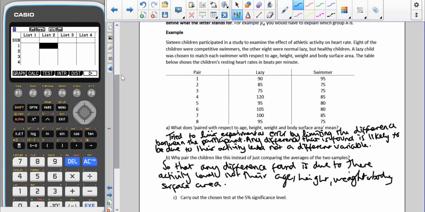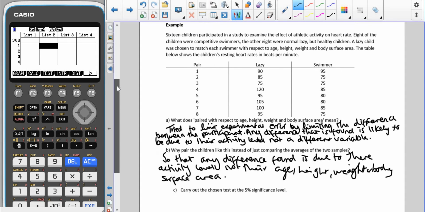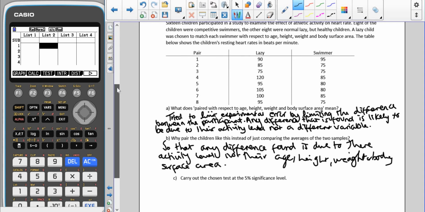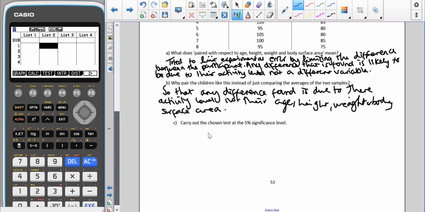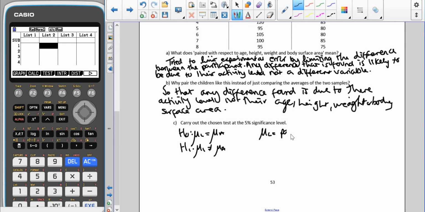So in the question, it's just saying effect of athletic activity on heart rate. It's not saying that they think the athletic pupils are going to do better or worse than the lazy children. So that means that we have a two-tailed test. So our H0 would be that mu L equals mu A. And our H1 would be that mu L is not equal to mu A.